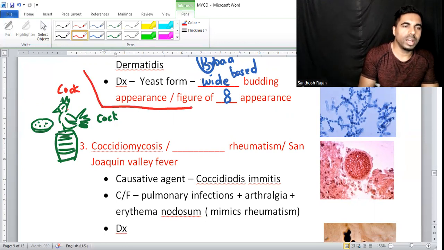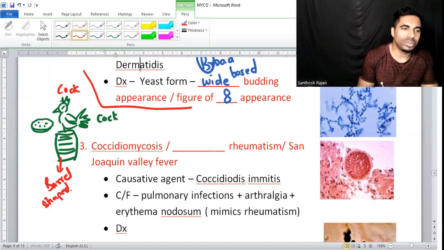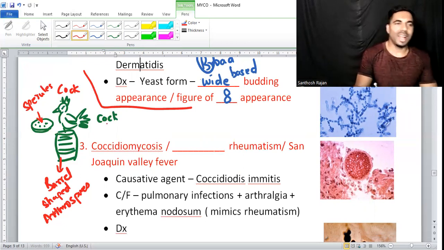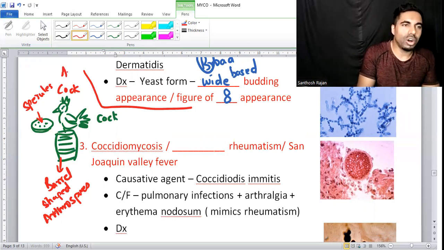Okay, we are on a new topic. Yes, the cock is done. This is the barrel shaped arthrospore, we call this barrel shaped arthrospore. Okay. What is this? It is the spherules. There are spores inside the spherules. Spherules, cock. Okay. Or you remember it, even if you forgot, Arthur's cock.